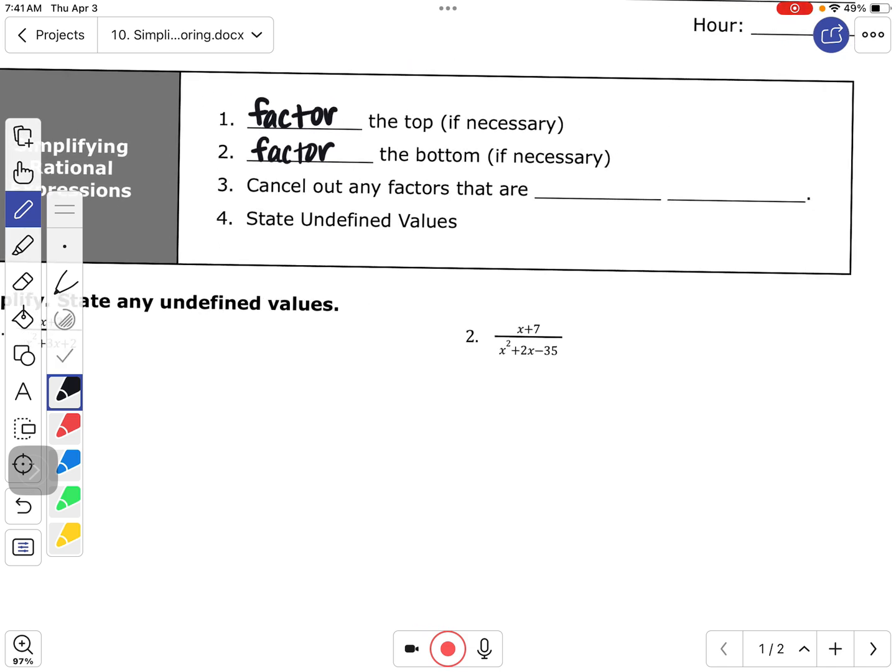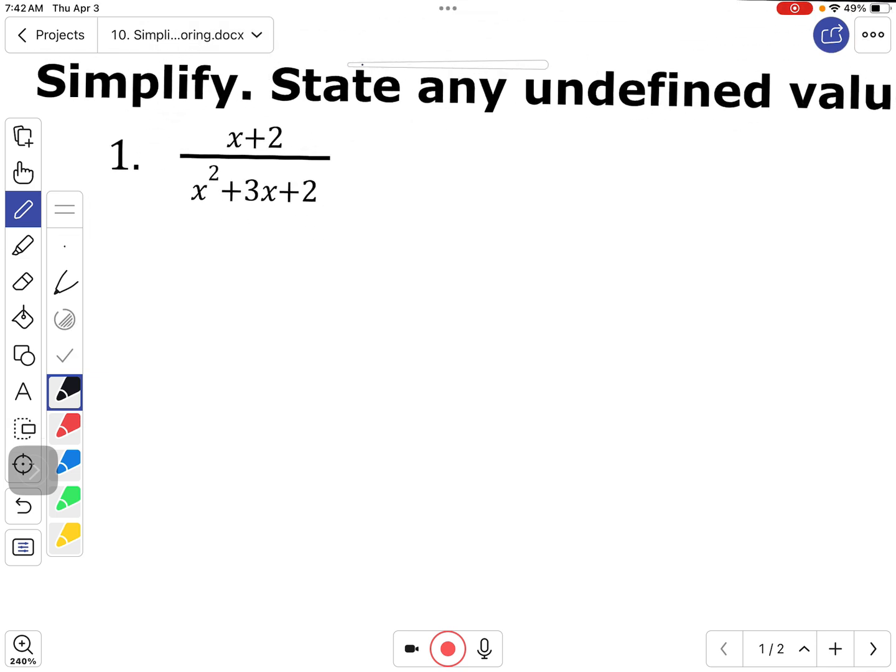And just like our last assignment, if you have anything that's the same on the top and the bottom, you're going to cancel those out. So cancel out any factors that are the same. And then state undefined values. I kind of like to flip-flop these. I would rather state my undefined values first and then cancel out just to make sure I get them all. Sometimes when you cancel them, you can't tell if it's addition or subtraction, so it's just easier to do it beforehand. All right, let's look at this first one.